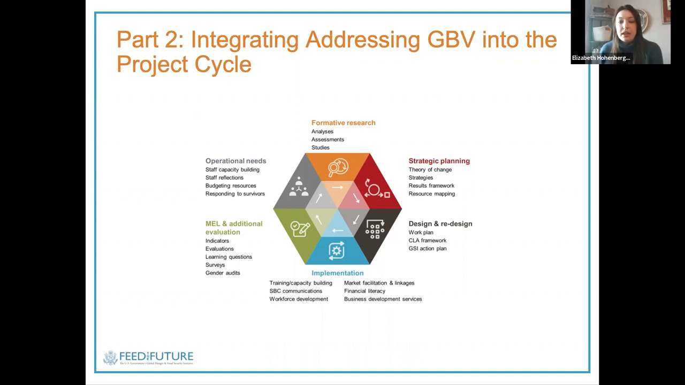Here especially, the toolkit links to worksheets and its annexes, which I'll discuss a little bit more at a later stage. For example, in the strategic planning design phase, the toolkit provides guidance on how projects can identify GBV risks within their activities by examining value chain nodes, market functions and dynamics, and other project elements that may have intersecting GBV risks.